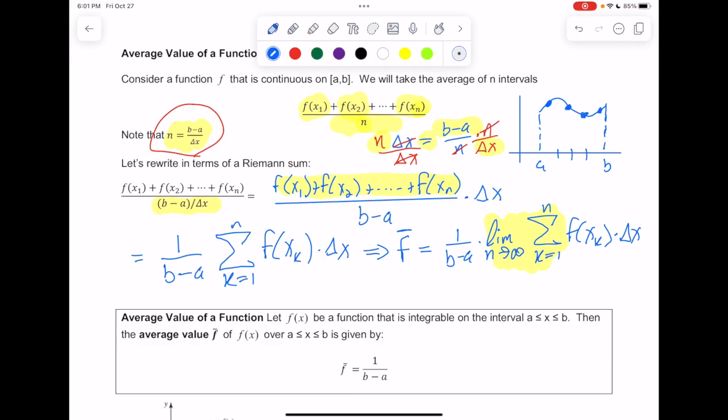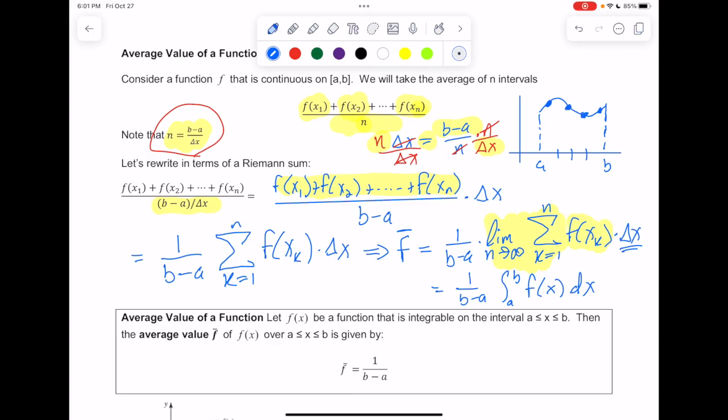So let's go ahead and write that below. We'd have the 1 over b minus a out front. And then the part I just highlighted in yellow becomes our integral over the interval. So that would be from a to b. And then the next piece is our function, f of x sub k. That part becomes our f of x, and the delta x becomes dx. So there's how we get to the average value of a function through integration rather than an average of infinitely many points.